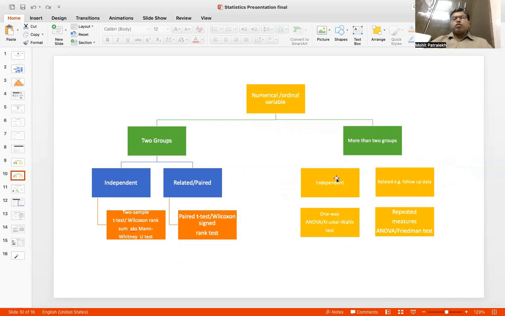If we have more than two groups which are independent, we use one-way ANOVA if the assumptions like normality and homogeneity of variances are satisfied, otherwise we use Kruskal-Wallis test. If they are related, for example, follow-up data, we use repeated measures ANOVA if assumptions like sphericity are satisfied, otherwise we use Friedman test.